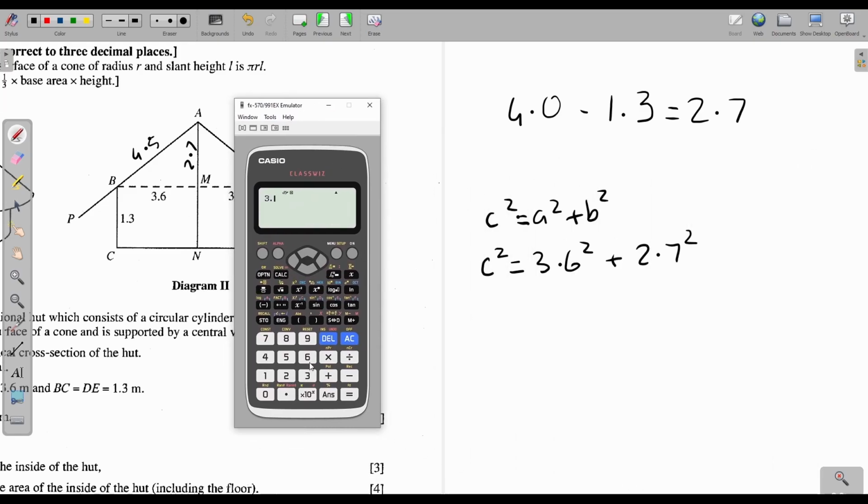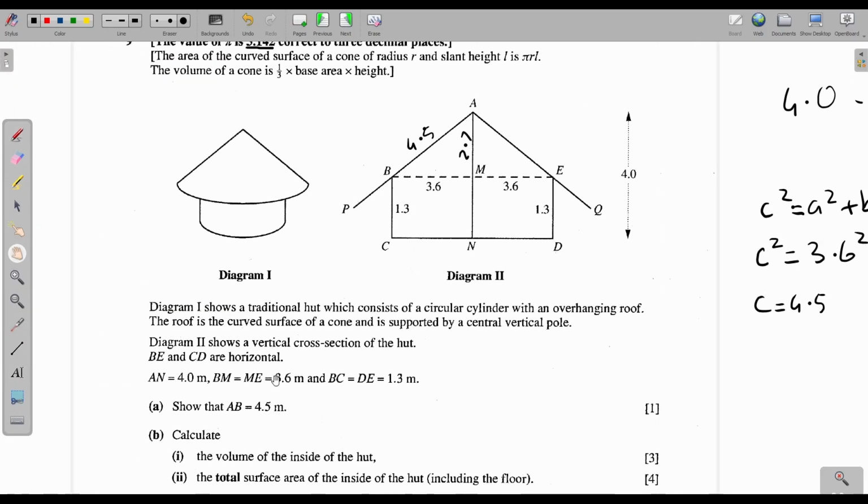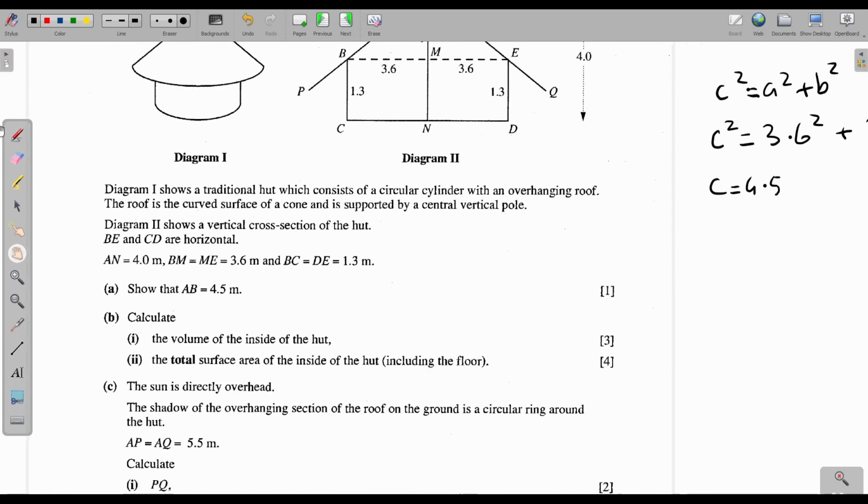So 3.6 squared plus 2.7 squared gives us 20.25, and then we can get the square root of the answer, which gives us 4.5. So C equals 4.5, and that is what we need to show, right? 4.5, all right.